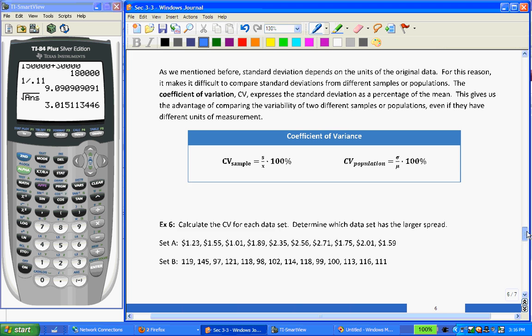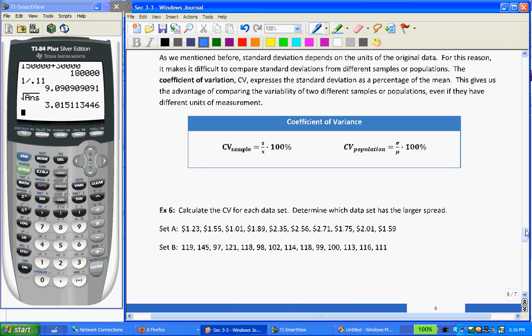look at, I mentioned before, standard deviation depends on the units of the original data. And for this reason, it makes it hard to compare standard deviations from different samples or populations. So if one sample is measured in inches, but another sample is measured in feet, or not necessarily both linear measurements, but maybe one is inches and maybe something else is cups, and we're interested in how they vary, we can't compare that. That's not comparing apples to apples.